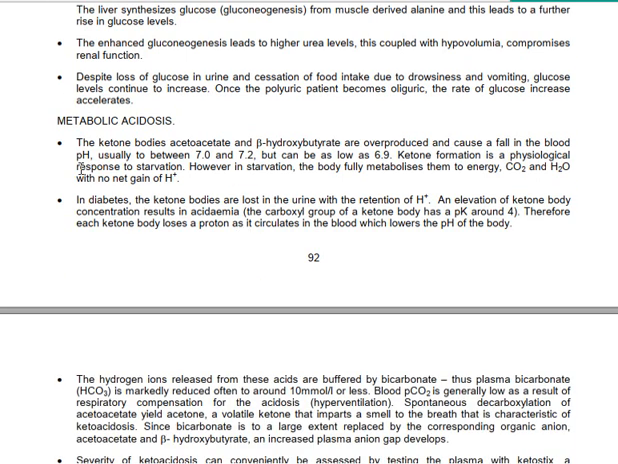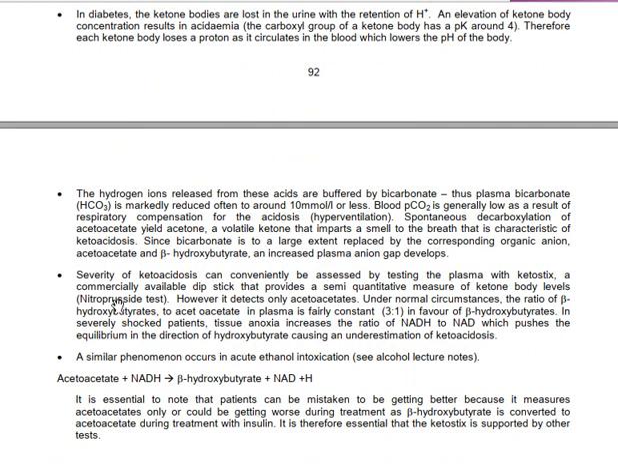Is it clear? Now in diabetes, the ketone bodies are lost in the urine with the retention of hydrogen ion. An elevation of ketone bodies concentration results in acidemia. So those are the different things. Hydrogen is also going to be released from the acid buffered bicarbonate.